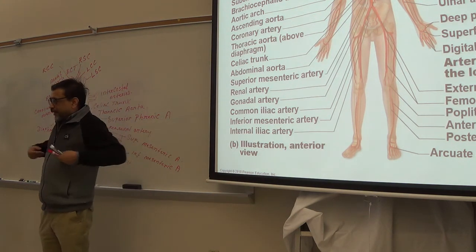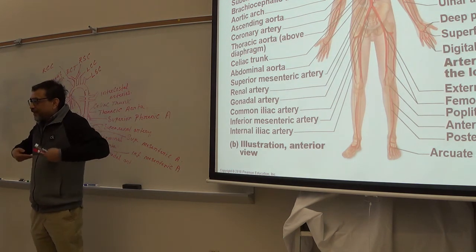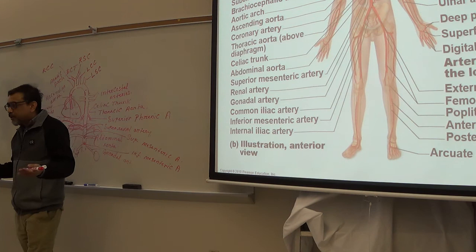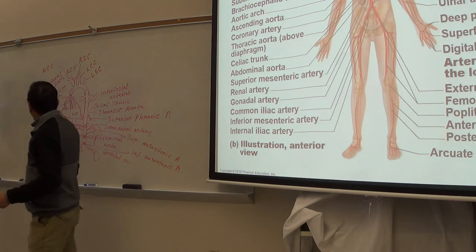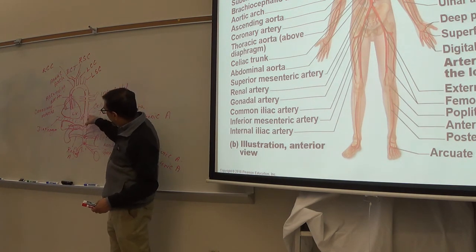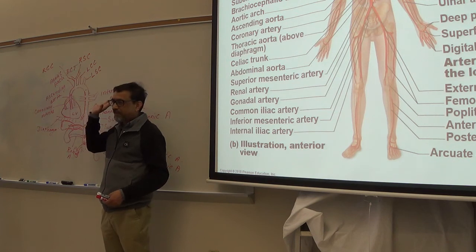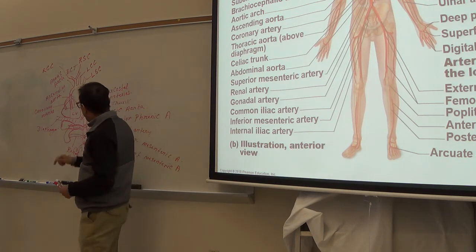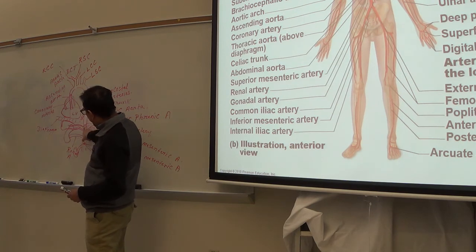Then the thoracic aorta gives paired branches, and they go to the intercostal spaces. Make sense? So those are called intercostal arteries, in between the ribs. And one pair of arteries goes to the diaphragm from above. That's why they are called superior phrenic. Phrenic indicates diaphragm. Okay? Good. Now let's go to the abdominal aorta.